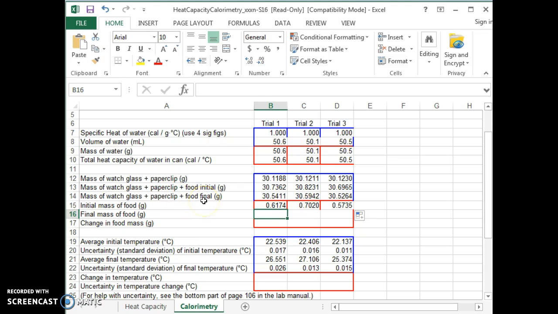Okay, the final mass of food is what was the mass after you were done burning it. And so this one will be equals B14 minus B12. Hit enter, and then click and drag. So then your change in food mass, how much actually burned, is going to be equals what we started with, which is B15, minus what we ended up with, which is B16, enter. And click and drag.